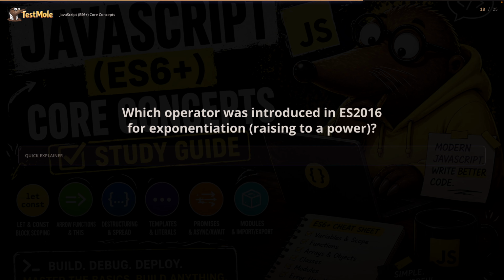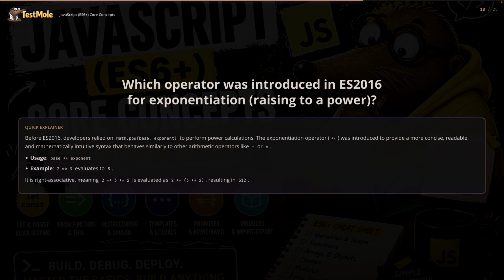Which operator was introduced in ES2016 for exponentiation, raising to a power? Before ES2016, developers relied on Math.pow(base, exponent) to perform power calculations. The exponentiation operator was introduced to provide a more concise, readable, and mathematically intuitive syntax that behaves similarly to other arithmetic operators like plus or minus. Usage: base ** exponent. Example: 2 ** 3 evaluates to 8. It is right associative, meaning 2 ** 3 ** 2 is evaluated as 2 ** (3 ** 2), resulting in 512.